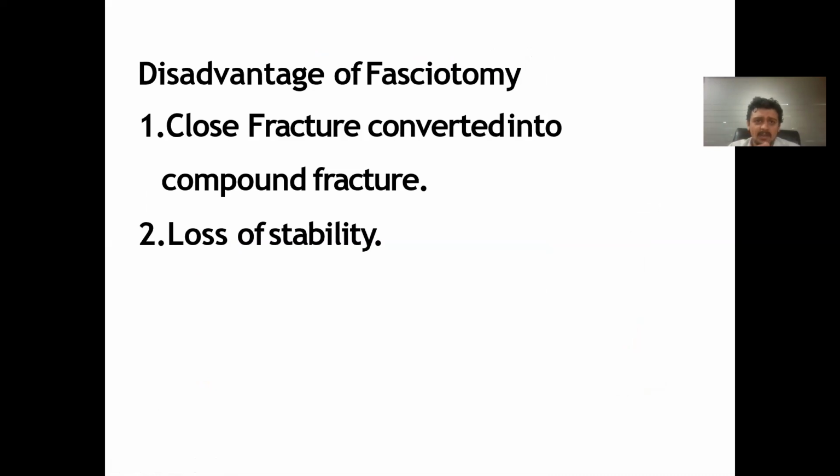Now, what are the disadvantages of fasciotomy? In a closed fracture in which you are suspecting acute compartment syndrome, if you do a fasciotomy, then you are converting your closed fracture into a compound fracture by opening the wound, and there is loss of stability due to opening of all the fascia. This can occur due to fasciotomy.